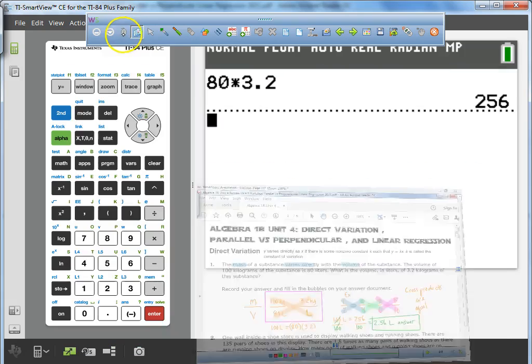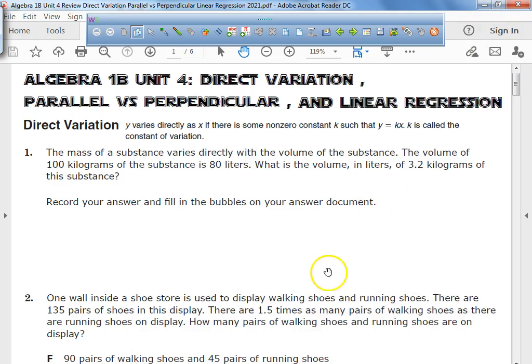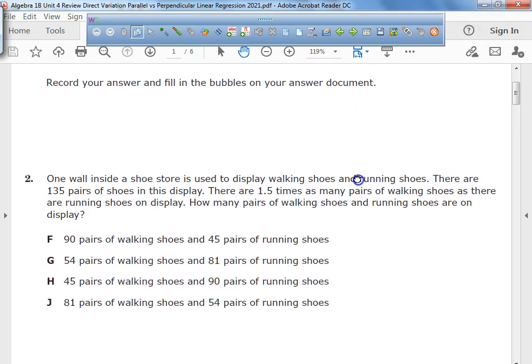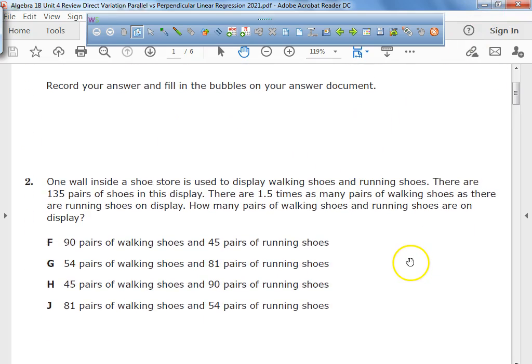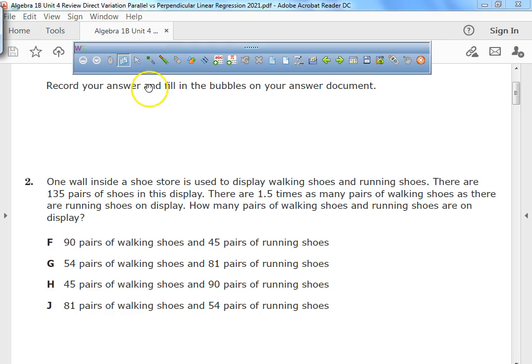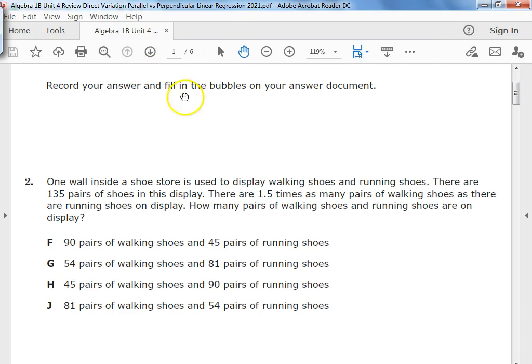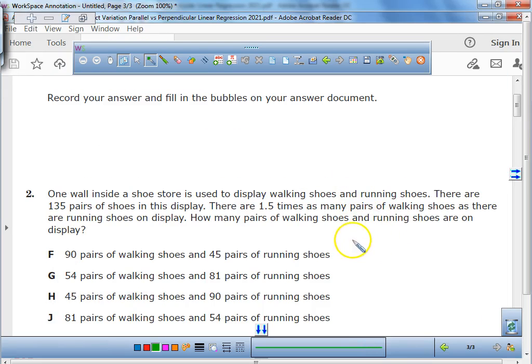I'm not expecting you guys to know how to do everything right now. I am expecting you to write things down on the paper, the paper that I gave you. Okay? Now, here we go. Problem number 2. Right now, I want you to read it. Okay? And I want you guys to write this down.